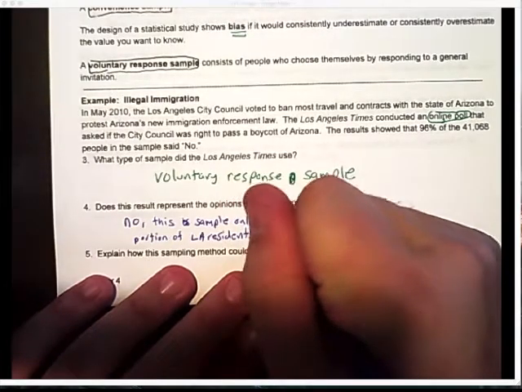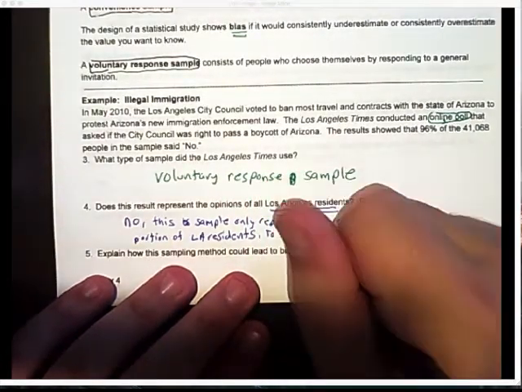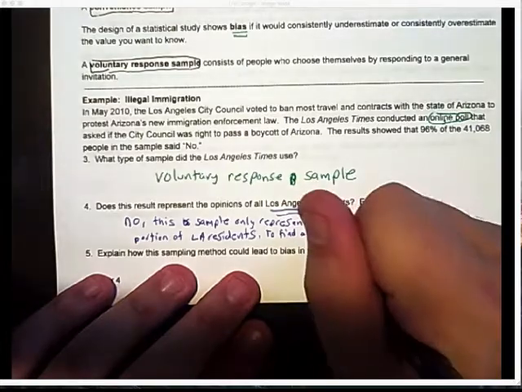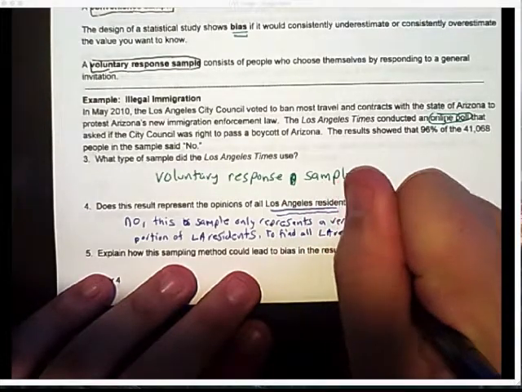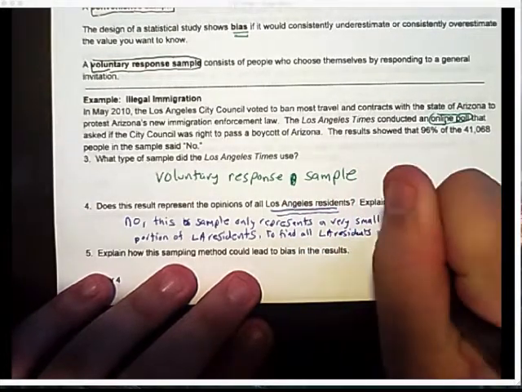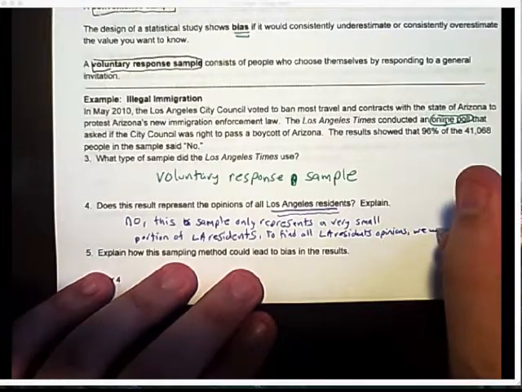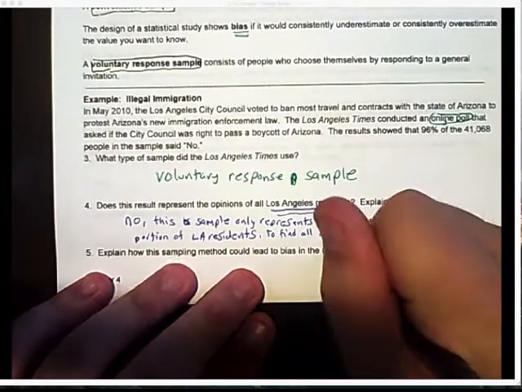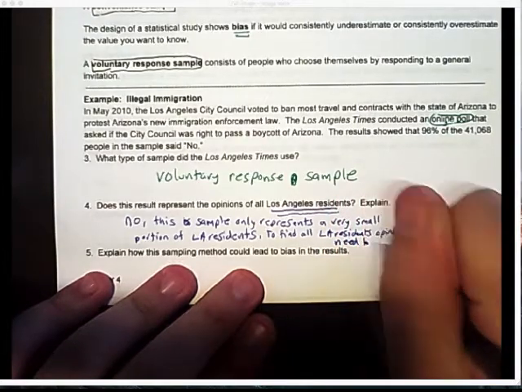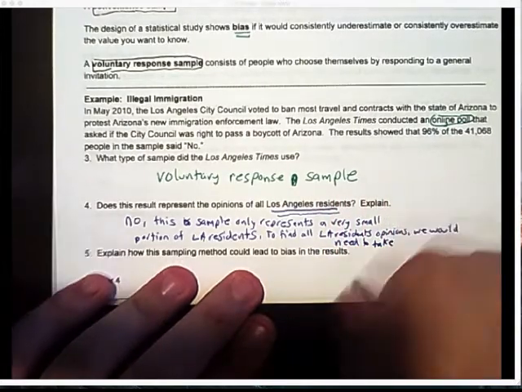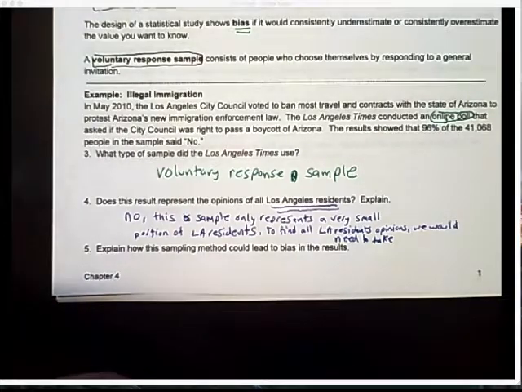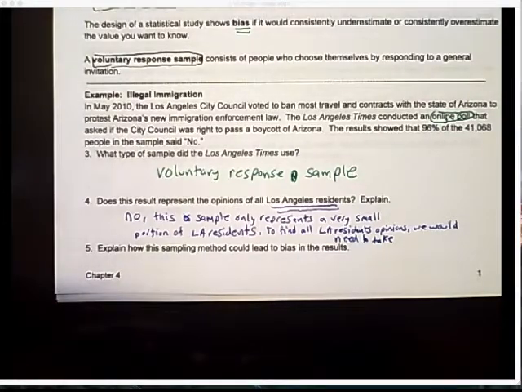To find all LA residents' opinions, we would need to take a census. So even if the sampling method was better, it's still not going to represent all the opinions of everybody, because we need a census to do that. We would need to have data on the entire population.